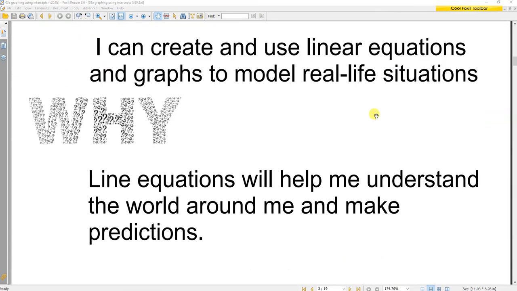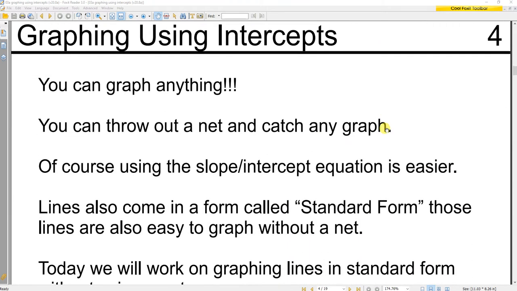Learning goal: I can create and use linear equations and graphs to model real life situations. Line equations will help me understand the world around me and make predictions. You can graph anything. You can throw out a net and catch any graph, right? Of course, you could use the slope-intercept equation. That's an easier way to graph a line.